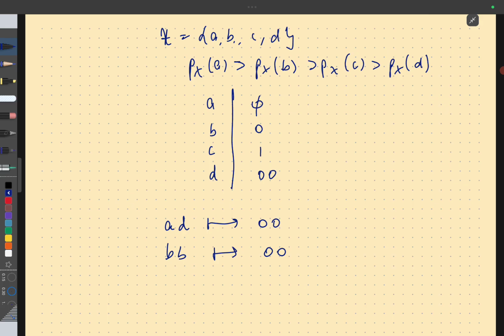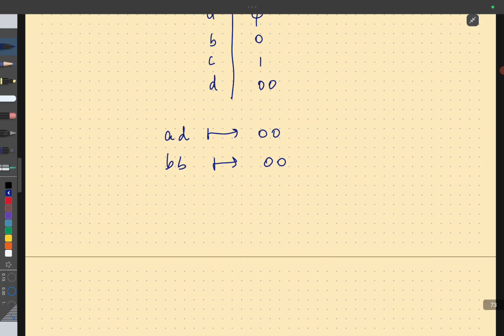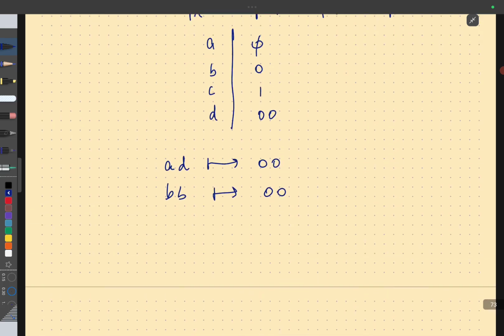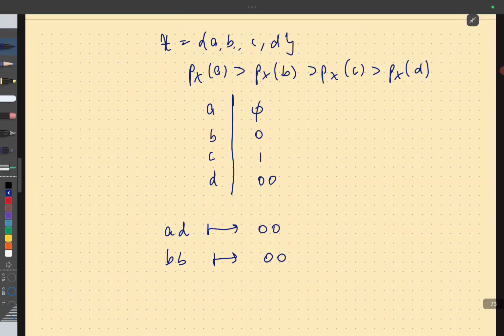Which means that if you want to do symbol-wise compression, you need to take into account these additional constraints. That concatenation of code words should be such that you can still recover the individual symbols. Okay? Let's just take this example. Did you understand this particular example? Okay.